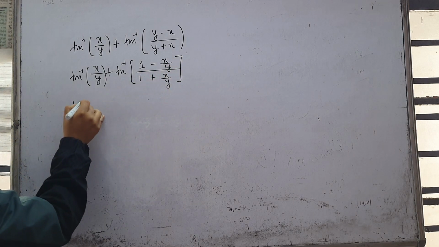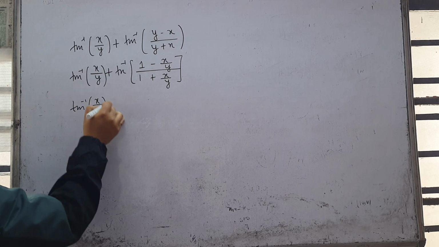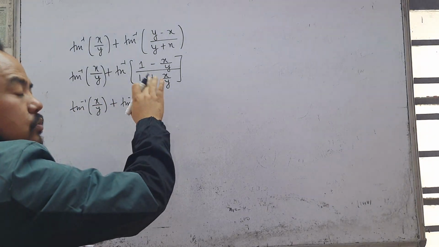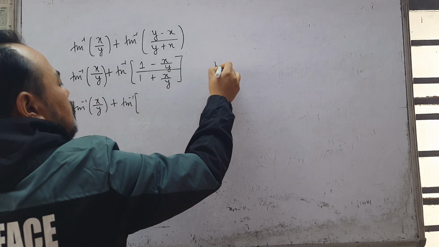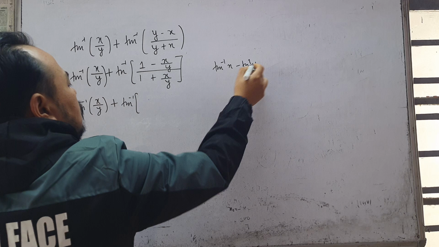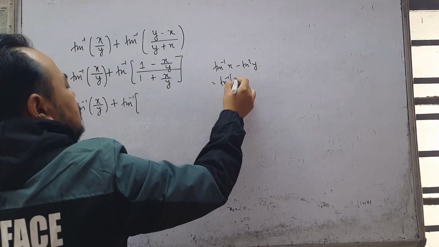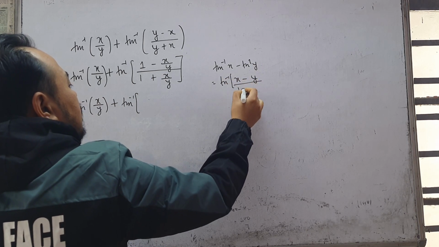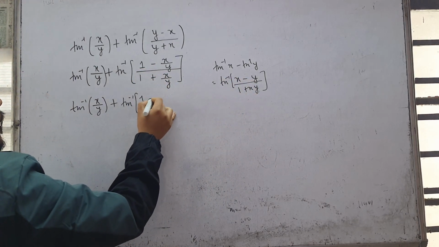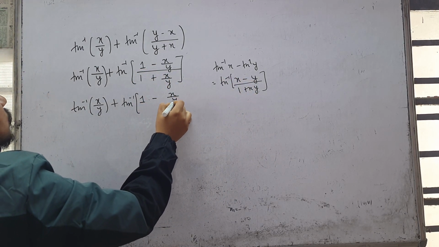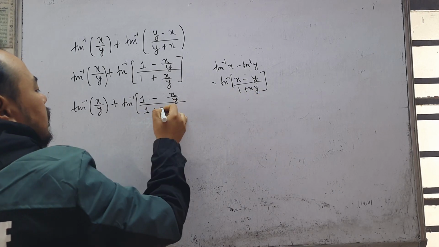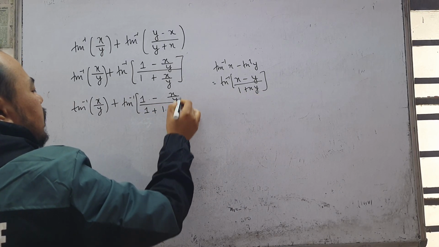Now tan inverse x by y plus tan inverse, doesn't this part which I have written look like tan inverse x minus tan inverse y? What is the formula for that? Tan inverse (x minus y) divided by (1 plus xy). So which one is your x? Here it is 1 minus y over 1 plus 1 into y, where x is 1 and y is x by y.